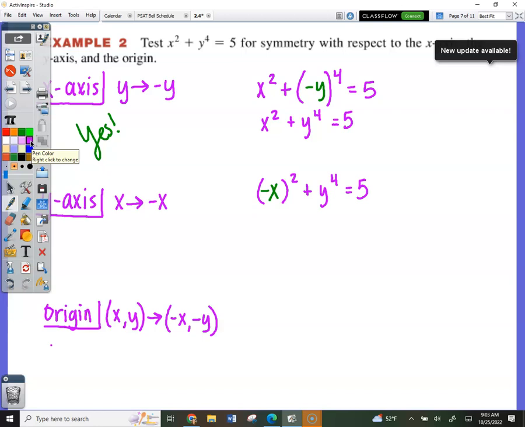So you've got negative being raised to an even power. That would become positive. Same equation, right? So, yes.